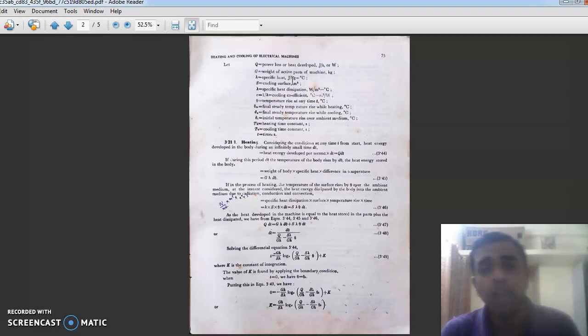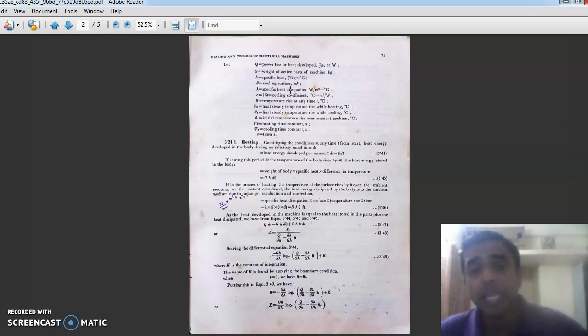Then we have S, capital S, that is a cooling surface in meter square. And then we have specific heat dissipation. So what is specific heat dissipation? How much heat energy is dissipated from 1 square meter of surface when there is a 1 degree rise in temperature. What is that 1 degree temperature rise? That is 1 degree temperature rise over the ambient temperature.